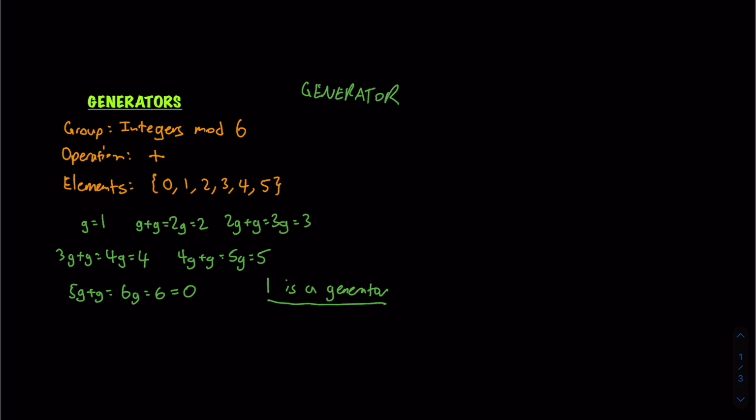Generators are useful because we can represent any element in the group as a scalar times a generator G. For example, we can write the element 4 as 4G. Now this is going to be useful later on.